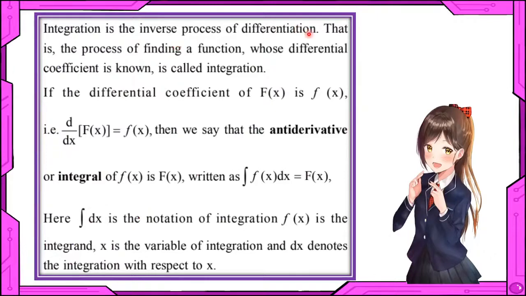Integration is the inverse process of differentiation. Like we have addition and subtraction, multiplication and division, in the same way differentiation and integration are also inverse processes of each other. The process of finding a function whose differential coefficient, meaning derivative, is known is called integration, and that's how we can write it, and we call it antiderivative, right?